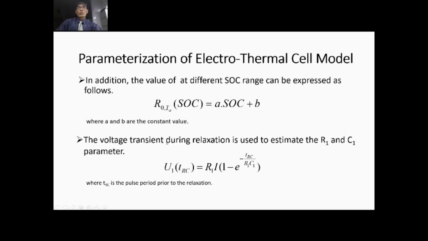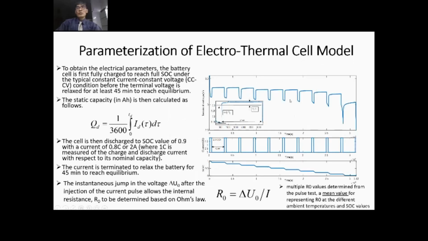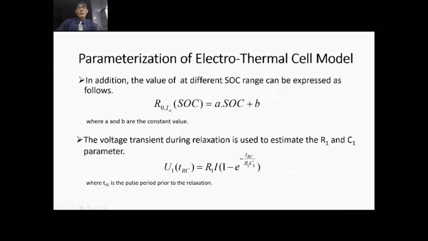Then the voltage transient during the relaxation is used to estimate the R1 and C1 parameters. So you can refer to this. Once we relax it, which is another curve that you see here, okay, we use it to estimate the R1 and C1. So these are the formulas that we are using. So we know the U1, we know the I. So we will have to find out, okay, what is the R1 and C1.